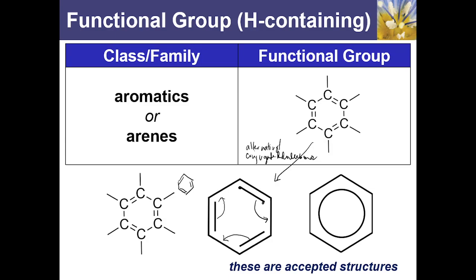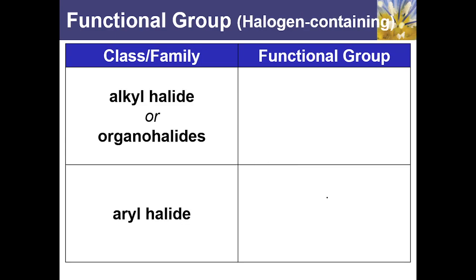So as you can see, the electrons are moving and moving in the structure. So that's why the accepted structure is a circle inside a hexagon. So these are all accepted structures. So this is called your aromatics or your arenes. Now, let's jump to another functional groups.